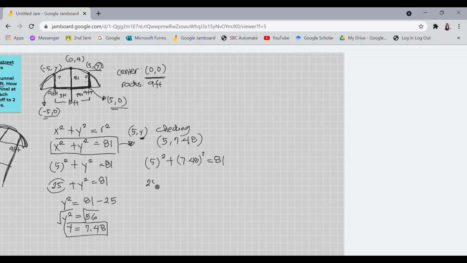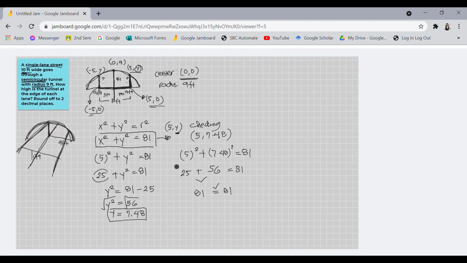5 squared is 25 plus 7.48 squared is 55.95. Okay? Pag ni-round natin siya in the nearest whole number, that is equivalent to 56. So, we have 25 plus 56 is equal to 81. And the sum of these numbers will be 81. And it is equivalent to 81. So, by checking, we discovered that y is equal to 7.48 is really true to the equation.